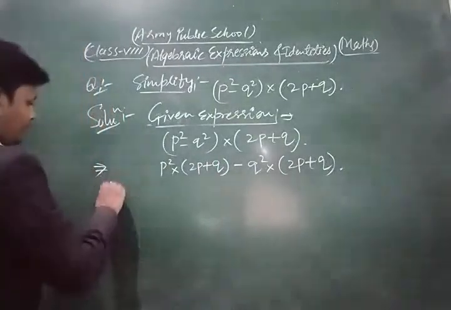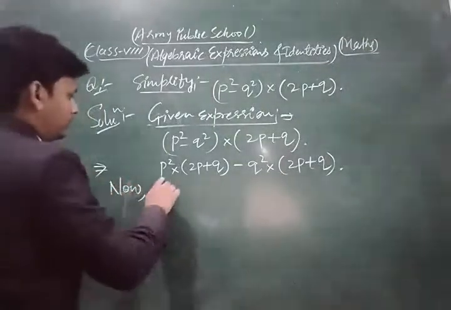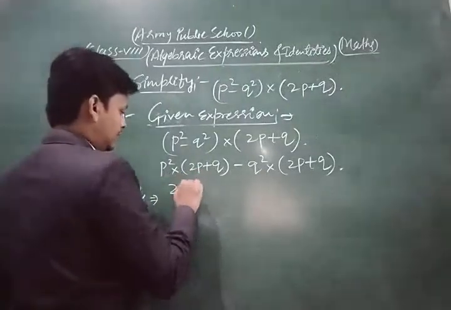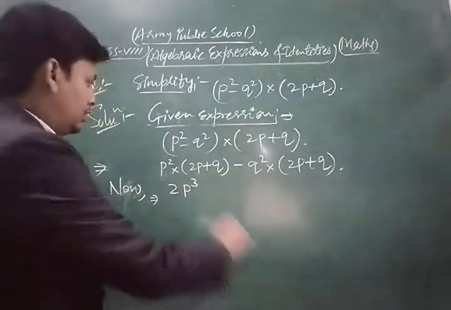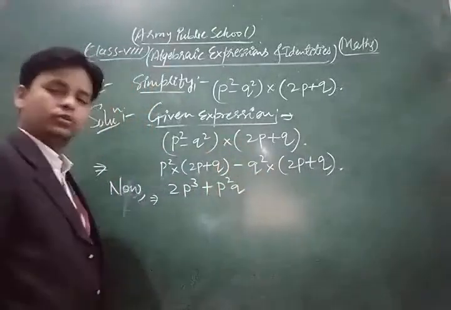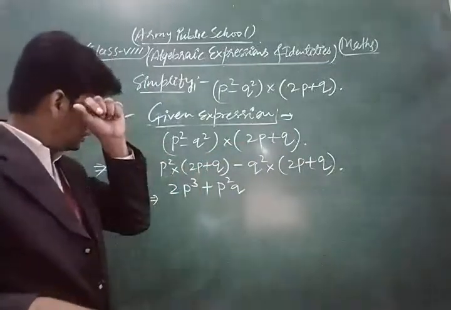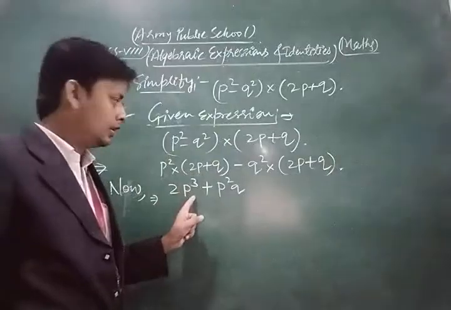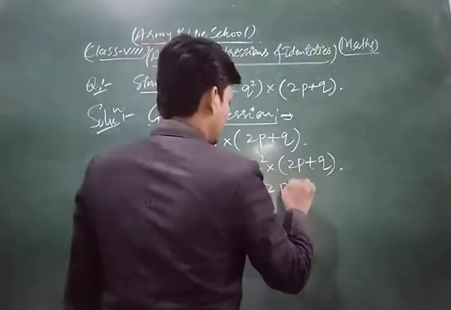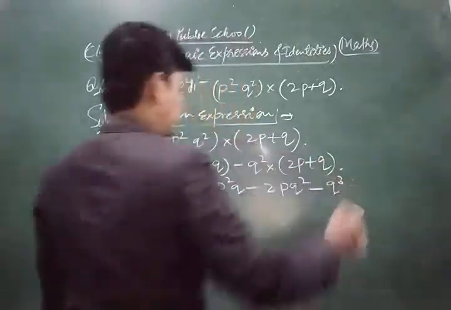Now p square into 2p, that is what? 2p square into p, that is 2p cube, plus p square into q, that is p square q. Now minus q square into 2p is minus 2pq square, and minus q square into q, that is minus q cube.